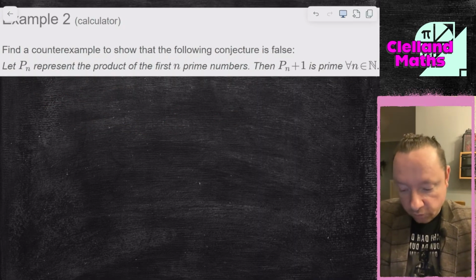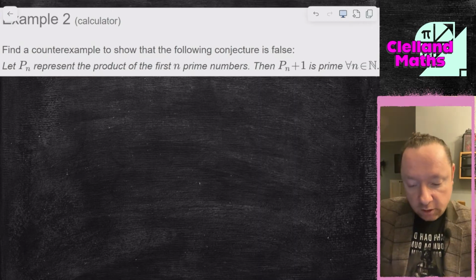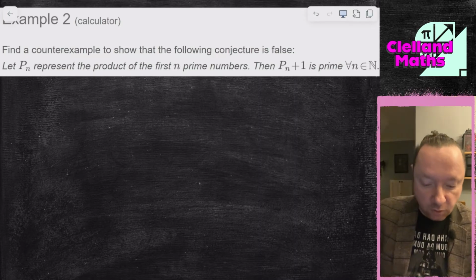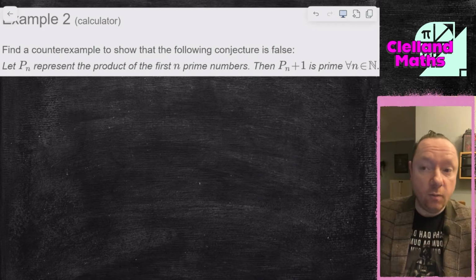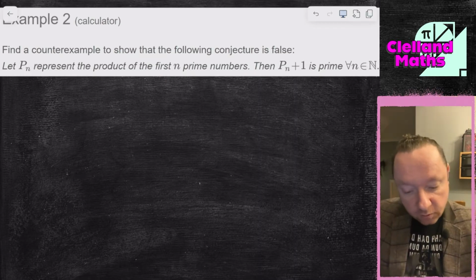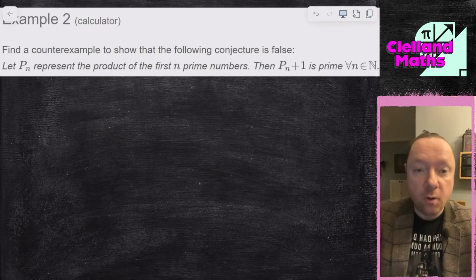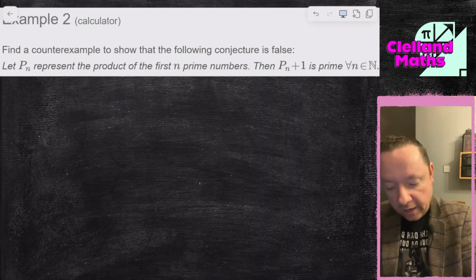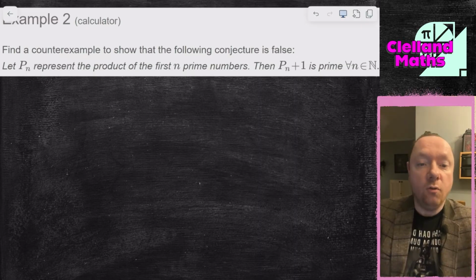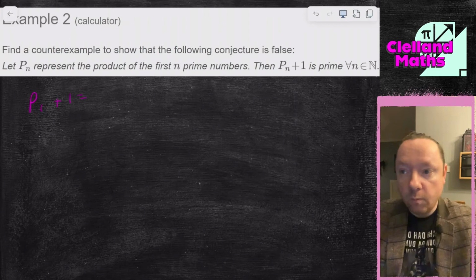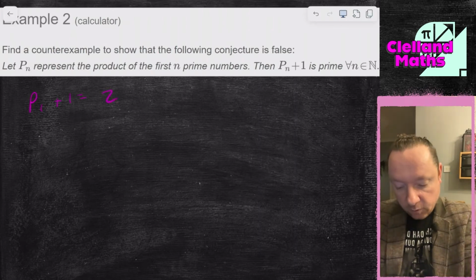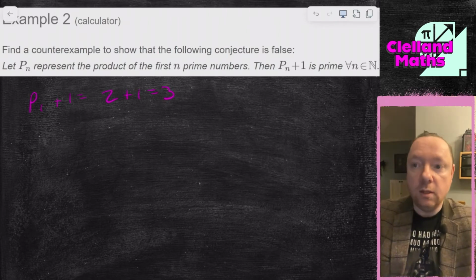Okay, example 2. Find a counterexample to show the following conjecture is false. Let Pn represent the product of the first n prime numbers. So that would be like 2 times 3 for the second one, and then add 1. So Pn add 1 is prime, is to show for all n a member of the natural numbers. So let's just check. Part of the counterexample means you're just going to have to go over and over again. So let's check P1 plus 1. Well, P1 is 2, the first prime number, plus 1 is 3. Well, that's not worked because that's prime.